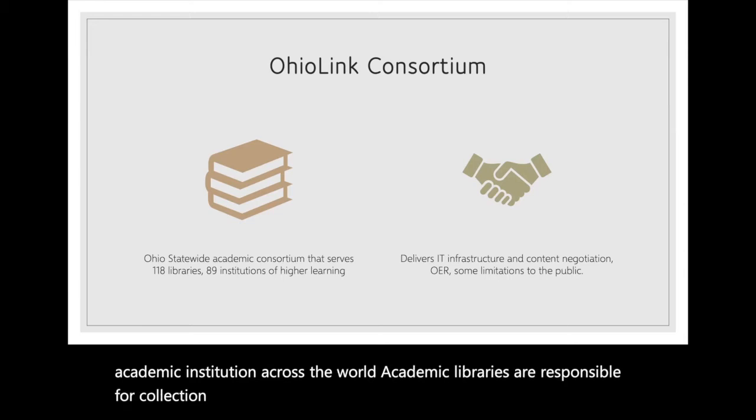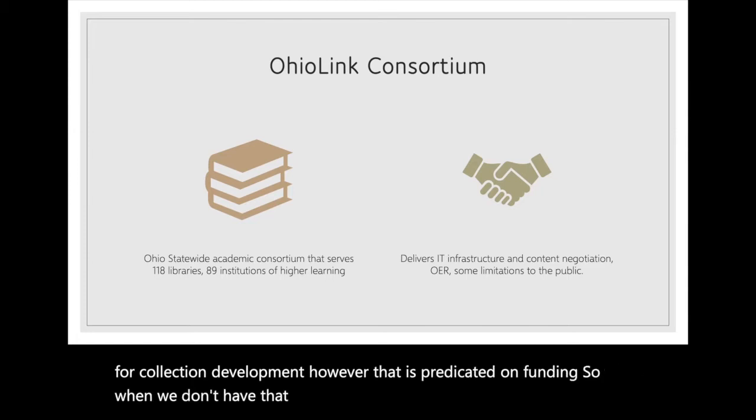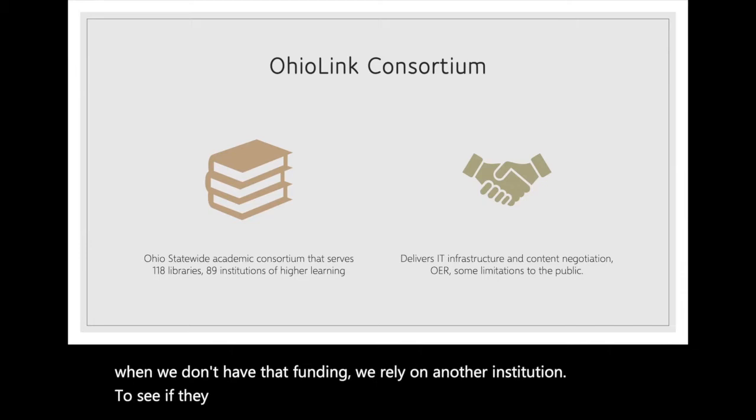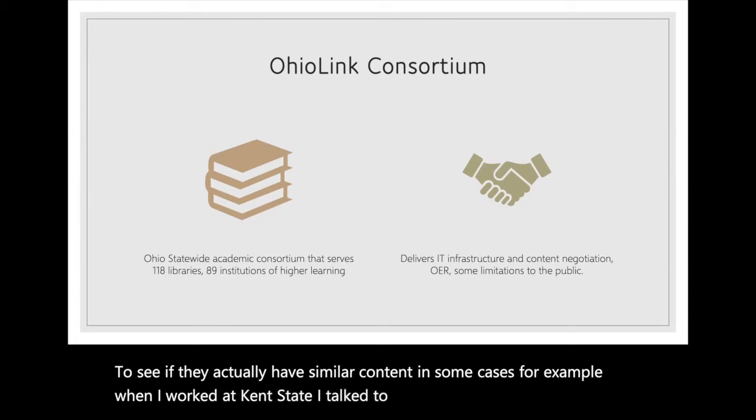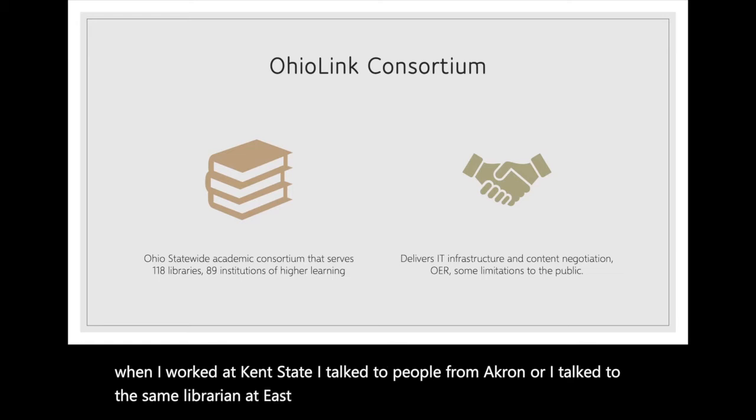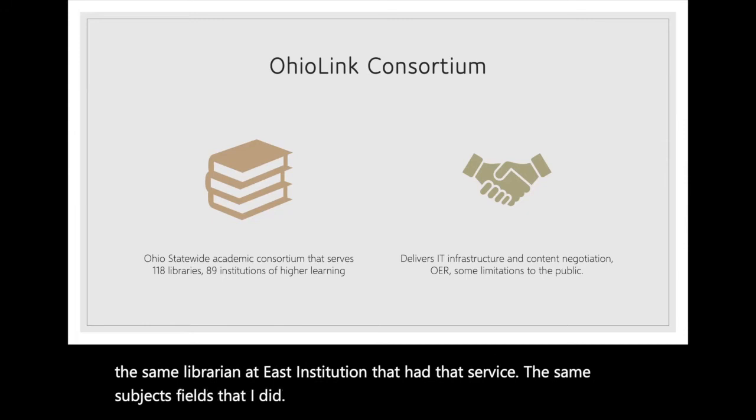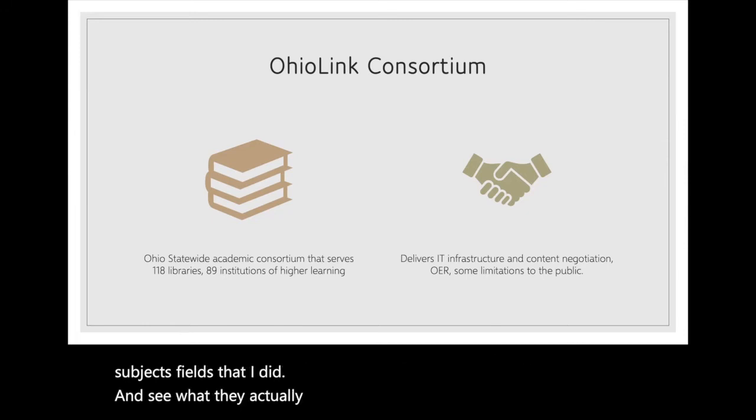However, that is predicated on funding. So when we don't have that funding, we rely on another institution to see if they actually have similar content. In some cases, for example, when I worked at Kent State, I talked to people from Akron, or I talked to the same librarian at each institution that serviced the same subject fields that I did, and see what they actually did or did not have, so that I wouldn't order a duplicate. In that way, that sort of expanded the collection.